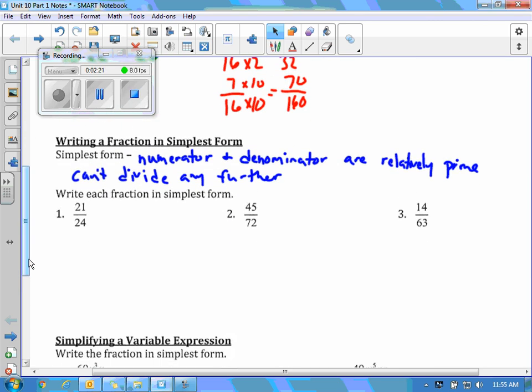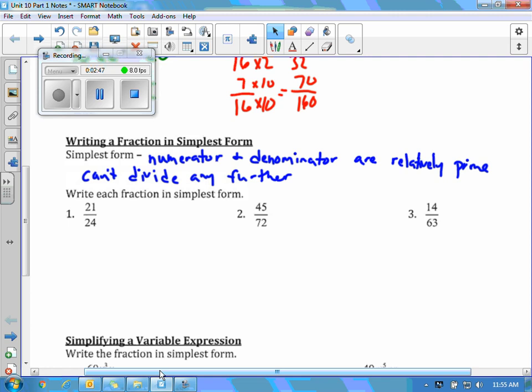The second thing we're going to talk about is writing a fraction in simplest form. I mentioned simplest form briefly at the beginning of the video. Simplest form means that the numerator and the denominator are relatively prime. Again, relatively prime meaning they only have the number 1 in common. Another way to think about this, which is probably how you thought about it before, is that you can't divide them down any further.